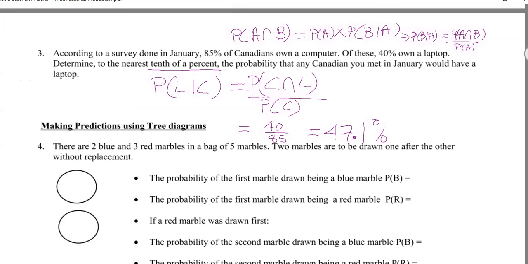So the probability that you have a laptop, given that you have a computer, you have to have the computer first, right? It is the probability of computer and laptop, which is the 40%, over the probability of computer, which is the 85%, and that works out to 47.1%.